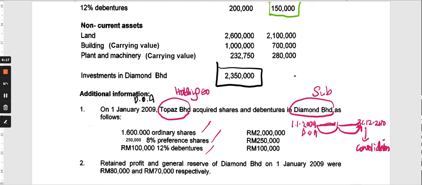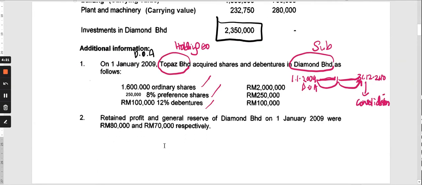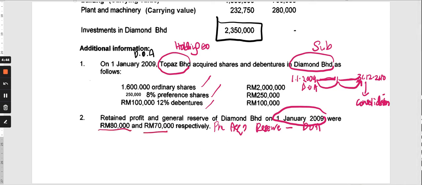Okay, so first thing first, these are the information given to you, which are the retained profit and general reserve, and this is the pre-acquisition reserve, which is the reserve of the subsidiary on the date of acquisition, 1st of January 2009. So the figures of the reserve were 80 and 70. Next.